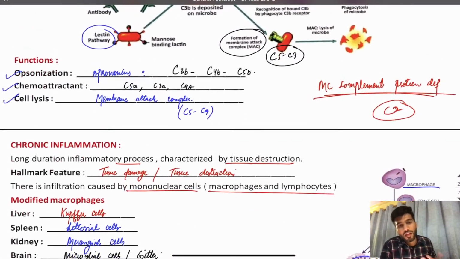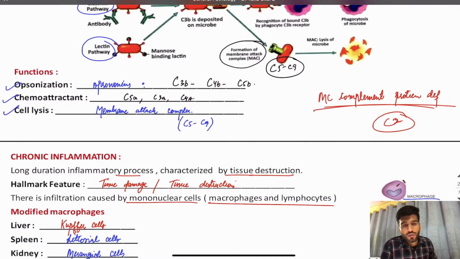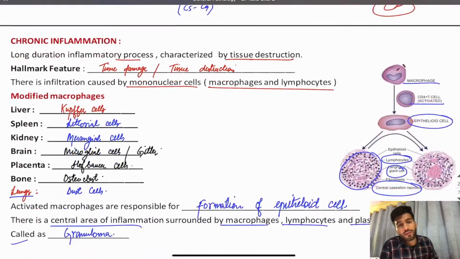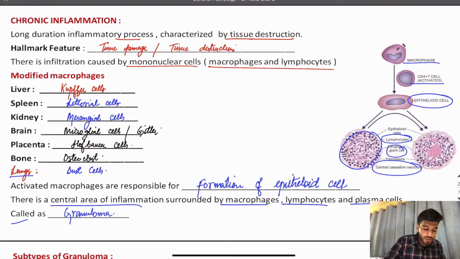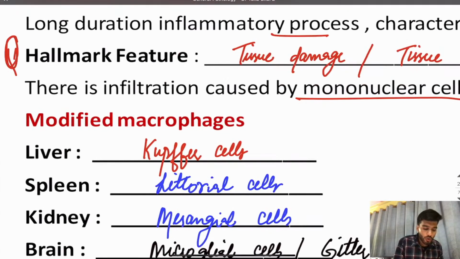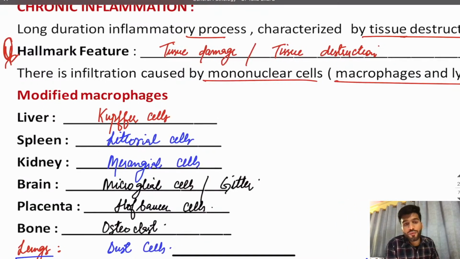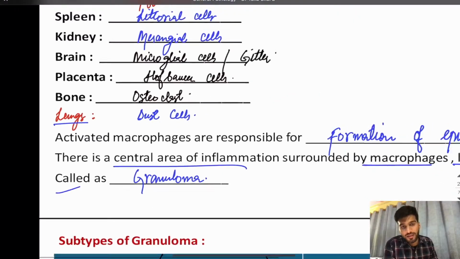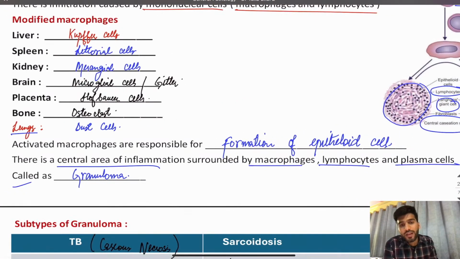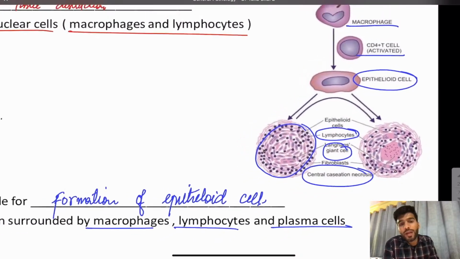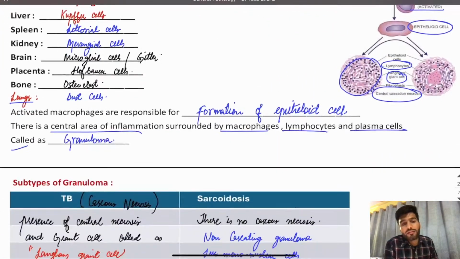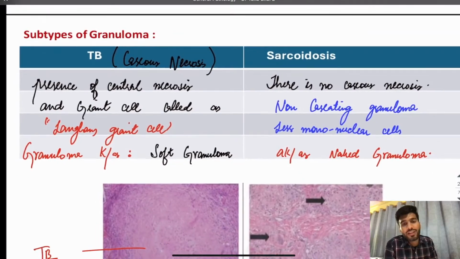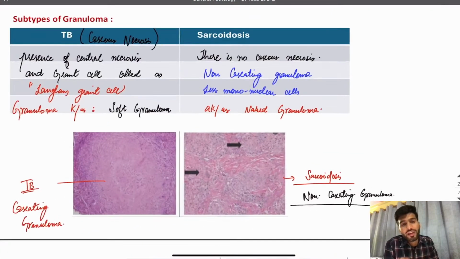Then the prolonged inflammatory process, guys, will lead to chronic inflammation. We have a modified macrophage, guys, a hallmark feature. Remember this. What is the hallmark feature, guys? Tissue damage or tissue destruction. The modified macrophages: we have Kupffer cells for the liver, littoral cells for the spleen, mesangial cells for the kidney, microglia for the brain, Hofbauer cells for the placenta, osteoclasts for bone, and dust cells for the lung. And these activated macrophages, guys, will form epithelioid cells. Then along with plasma cells, lymphocytes and macrophages, they will make a granuloma. In TB, guys, we have a caseating granuloma, and in sarcoidosis, a non-caseating granuloma.